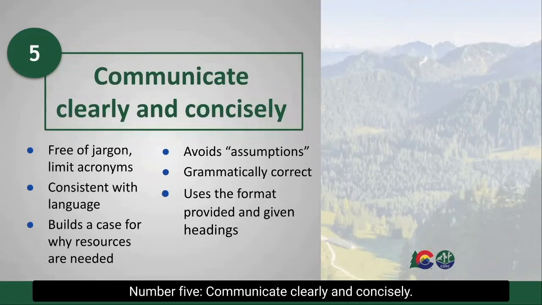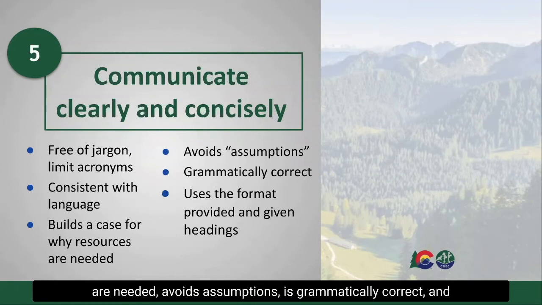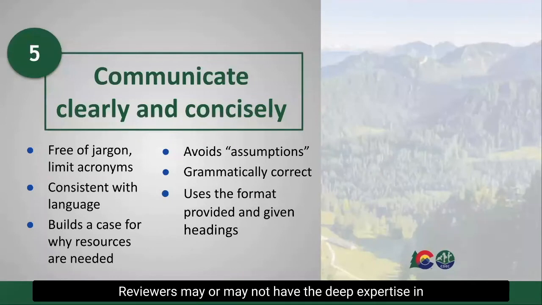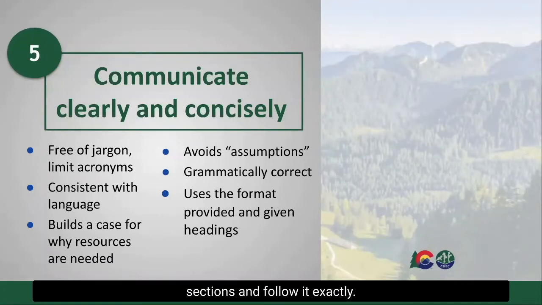Number 5, communicate clearly and concisely. You want a narrative that is free of jargon, limits acronyms, is consistent with the language in the grant application, builds a case for why resources are needed, avoids assumptions, is grammatically correct, and uses the format provided and the given headings. Reviewers may or may not have the deep expertise in your topic area, so that's something to keep in mind. Format matters. Use the headings and sections and follow it exactly. You're making it easier for the reviewer to align your response with the question and section as they're scoring it.